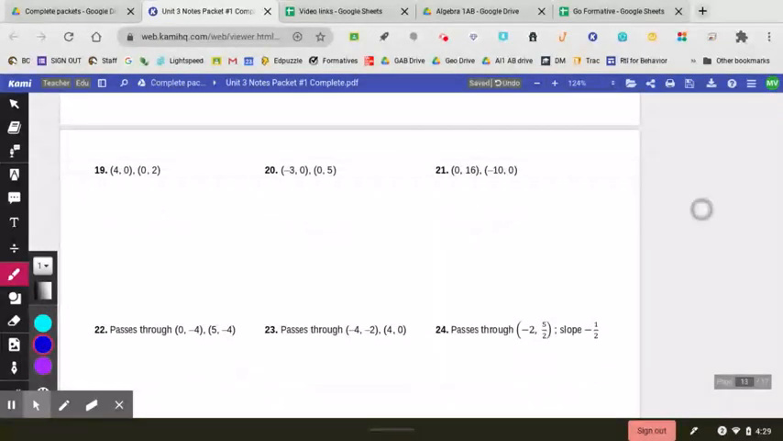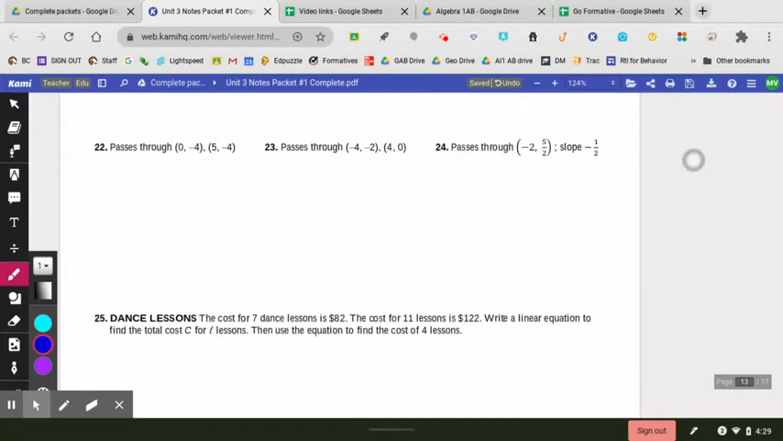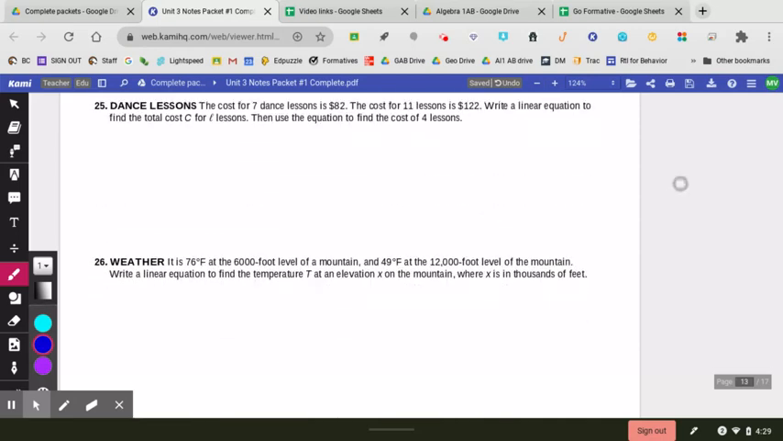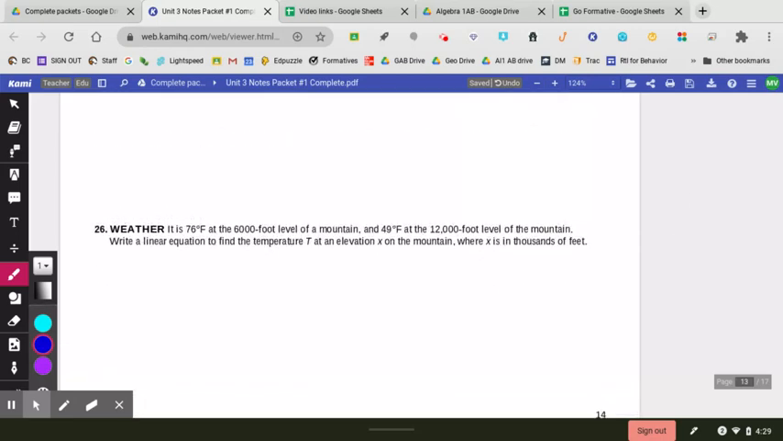It's a lot. Well, actually try through 24. And come back and check, and we'll do the word problems together in class tomorrow.